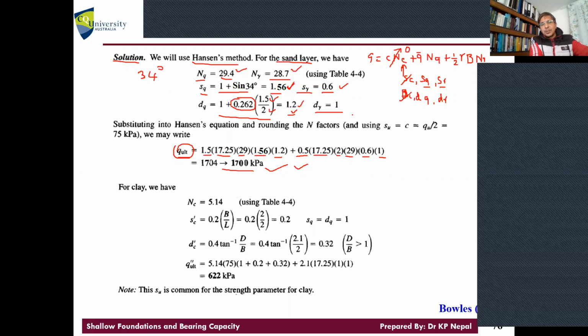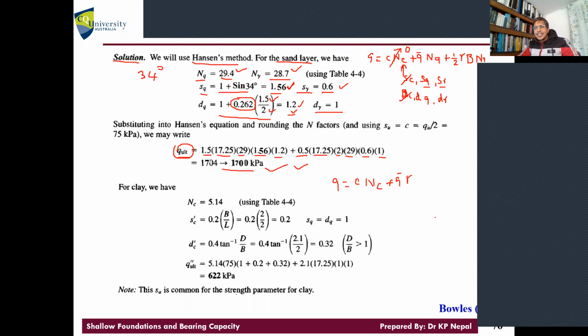Okay, so now can you do the same thing for the clay layer? Use the Hansen equation again. For the clay layer, you can write like this: q equals c N_c, of course with correction factors, plus q dash N_q. Gamma term, that's it, I can ignore the others. Can anybody tell me why it is the case? Because there is a clay layer, there is no phi. Phi equals 0 means the third term in the equation becomes 0.